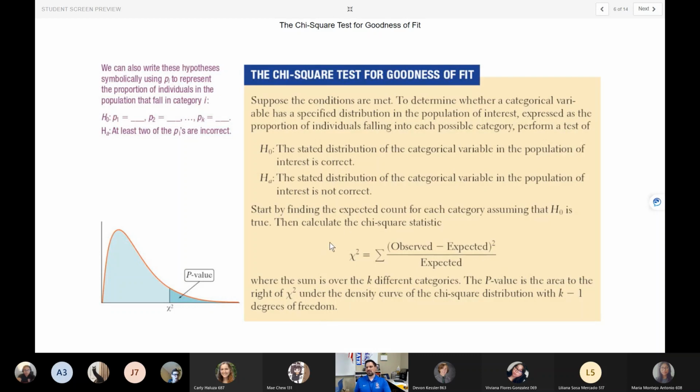Like all the other significance tests we've done, we have our hypotheses, we check our conditions, and we do a calculation. In this case, we have an extra step in our calculation process, in that we have to find our expected counts. We should already have the observed numbers. We find the expected counts, then we can do this chi-square calculation. We use that to find a p-value, which we then compare to some significance level alpha to help make our conclusion.